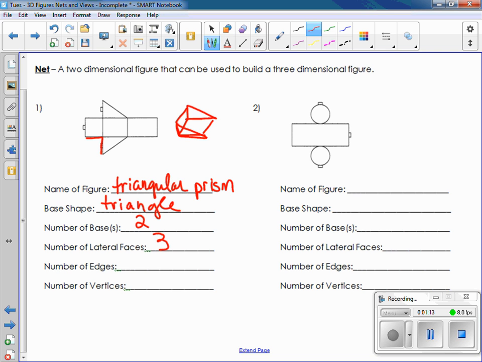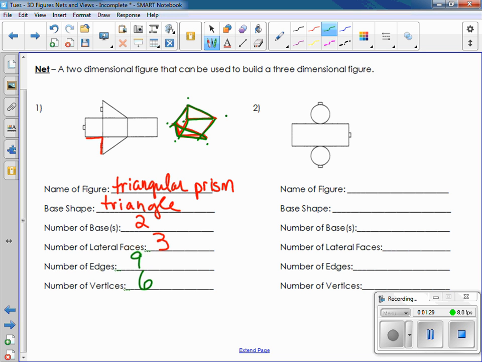So I've got three around the base, just different colors so you can see it, three around the top, and three connecting all those vertices. So that's going to be 9 edges. How many vertices? 1, 2, 3, 1, 2, 3, 6.